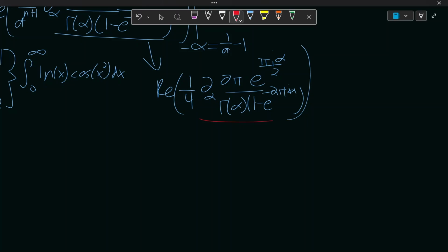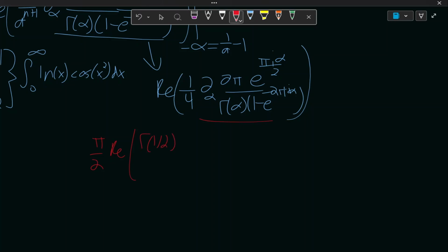We can move all factors of pi and the 1/4 out front. So we have a factor of just pi over 2 out front, and then times the real part of this derivative right here. We get to use our favorite quotient rule. So we have low d high, so gamma of 1/2.